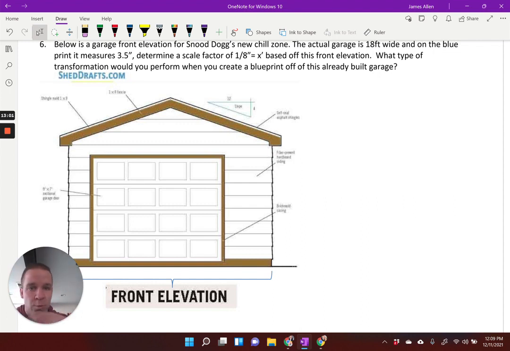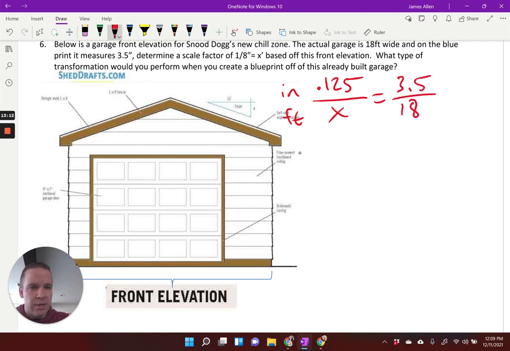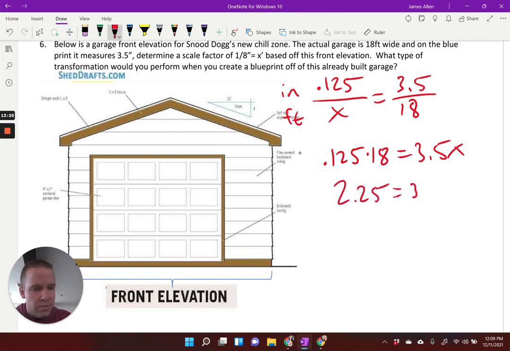So if we're doing 1/8 of an inch, so 0.125 is X. That's inches over feet. And I know that it is 3.5 inches over 18 feet. So I have to cross multiply. So 0.125 times 18 equals 3.5x. 0.125 times 18 is 2.25 equals 3.5x. And then we're going to divide by 3.5.